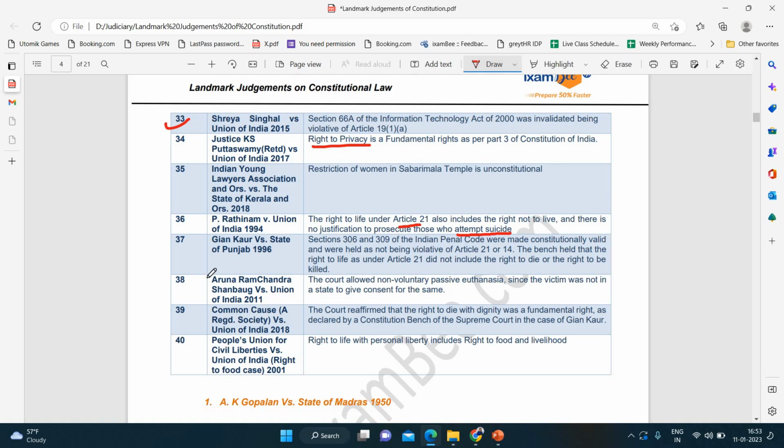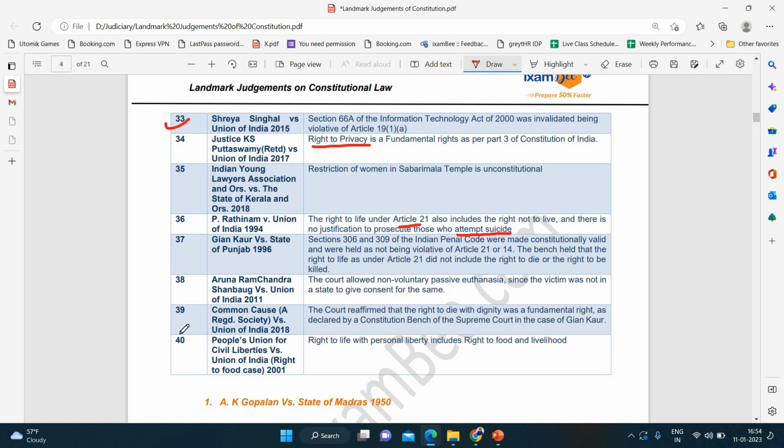The next important judgment is Aruna Ramchandra Shanbaug versus Union of India. Here, the court allowed non-voluntary passive euthanasia since the victim was not in a state to give consent. So by this judgment, passive euthanasia was made legal. Then the next judgment is Common Cause versus Union of India 2018. Here the court reaffirmed that the right to die with dignity was a fundamental right as declared by the Constitutional Bench of the Supreme Court in the case of Gyan Kaur.